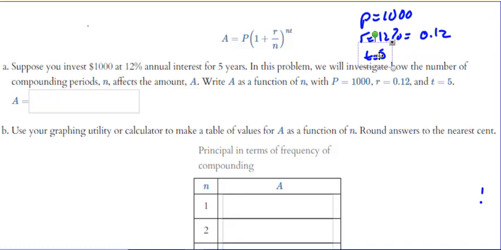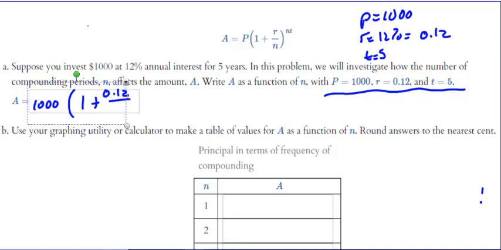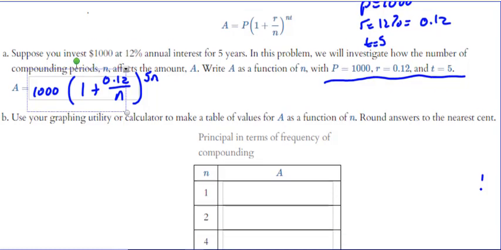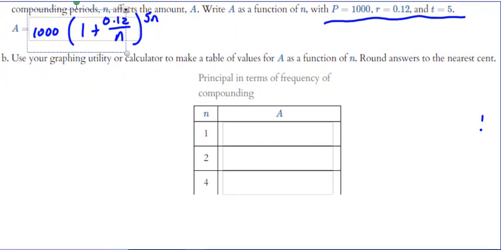So if you get something that's mixed up like years and 3 months, you've got to convert everything back to a year. Now, suppose we write a function of n. It would be 1,000 times 1 plus 0.12 over n, raised to the 5n. So we're going to look at this $1,000 that we're putting in at 12% interest for 5 years, and look at the effects of compounding.